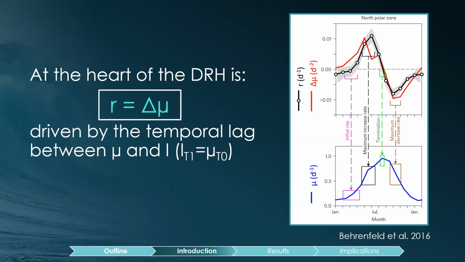So on the figure on the top here, the top panel shows the relationship between accumulation and delta mu using remote sensing data from the North Polar Zone. And what you can see is that the red line, the change in growth rate, is positive when you have a positive accumulation rate.